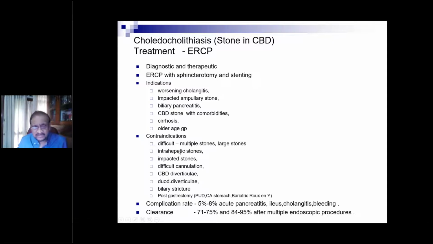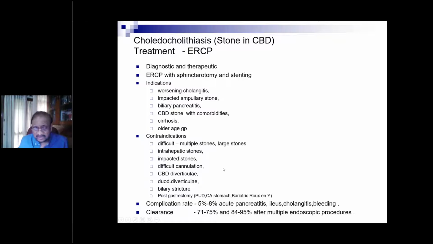What are the contraindications? Number one, a difficult ERCP: multiple stones, large stone. Very large stones cannot be removed by ERCP. If you have a stone shatterer, either based on ultrasound or other modalities, basically meaning laser, then you can hope to do it, but that is very costly. If you have a large stone, it's always preferable to do a lap or an open. Intrahepatic stones, again, are a difficult proposition for ERCP.